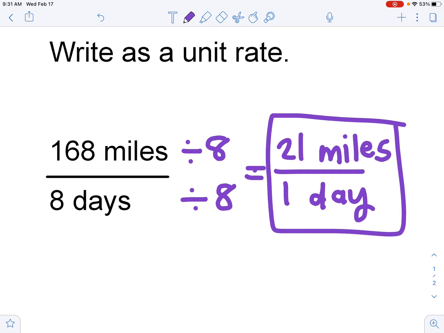Always check with unit rates. Do we have 2 labels? Yep. Is there a 1 on the denominator? Yep. So we're good here.